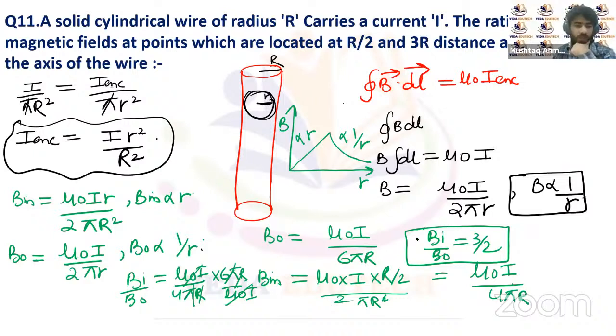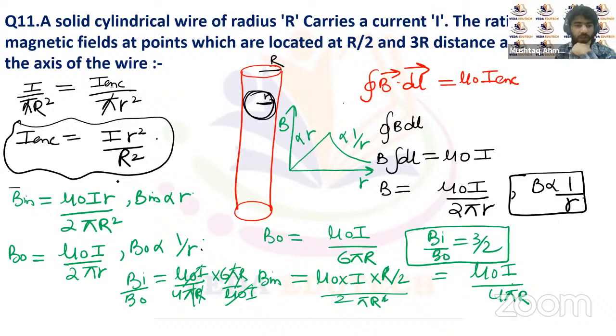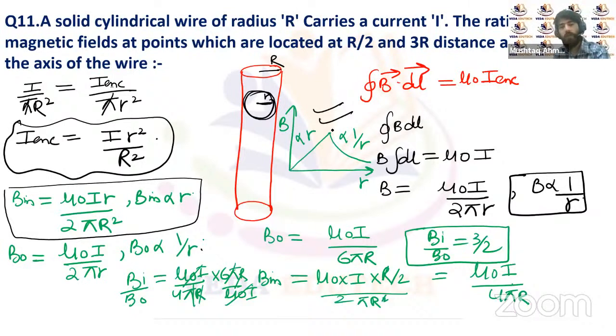So these are the two important equations with respect to your exams, right? And this graph is also an important graph to calculate the magnetic field due to a cylinder inside as well as outside.